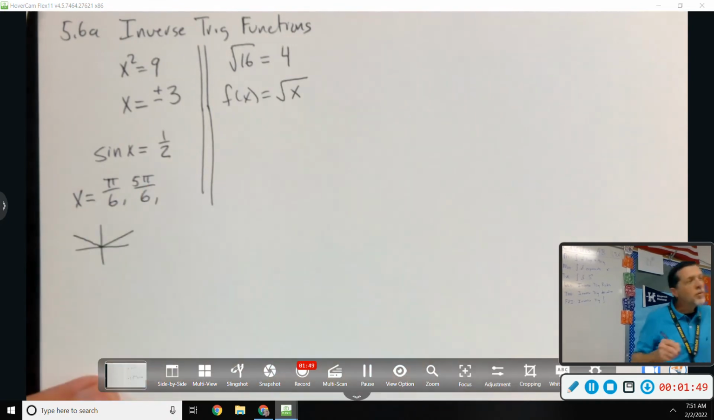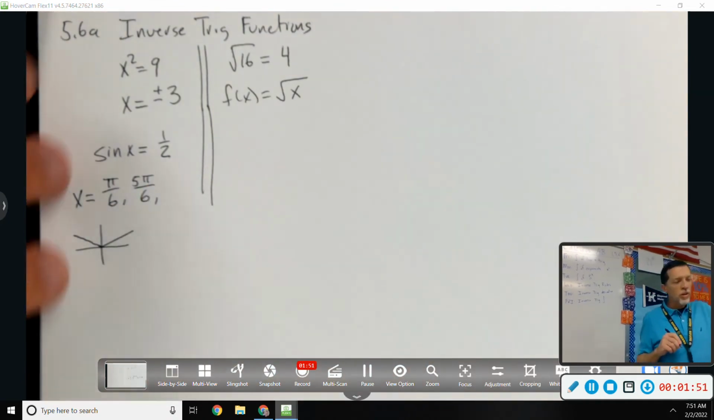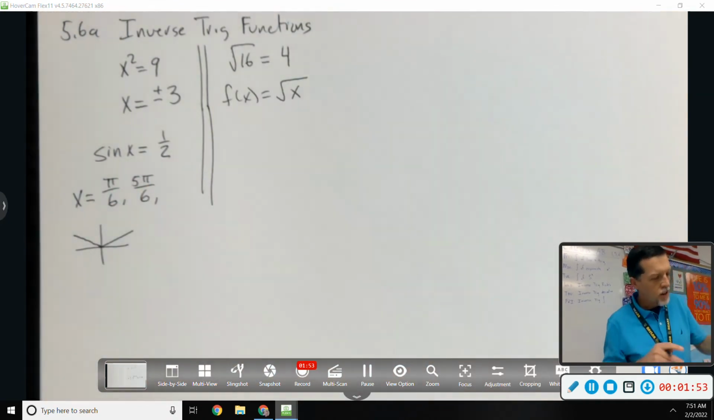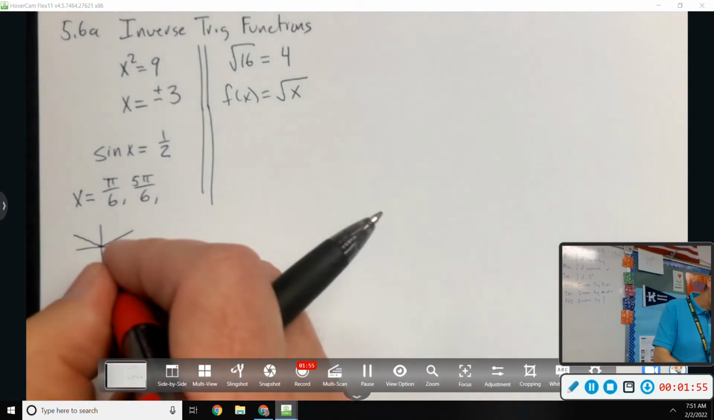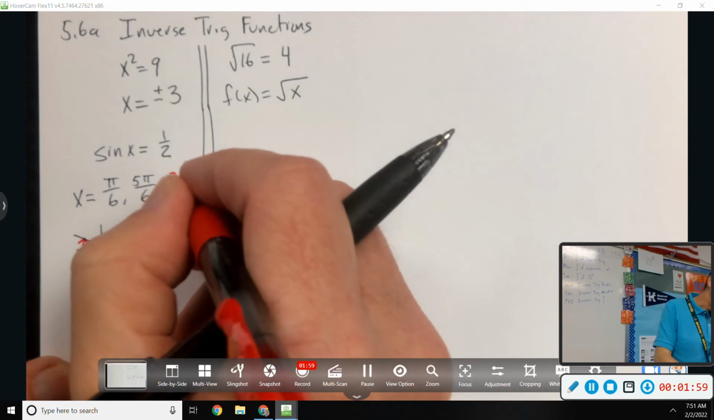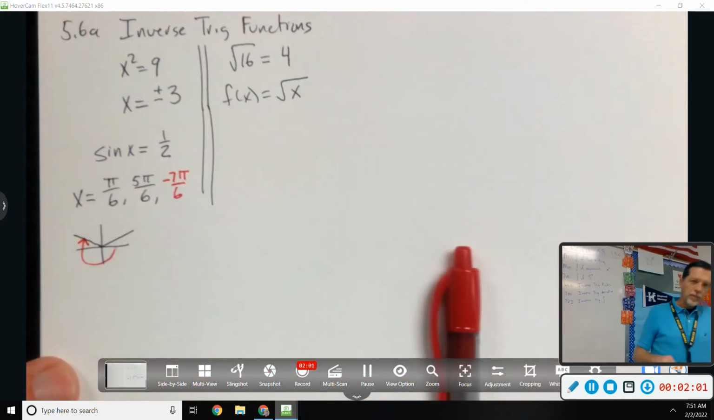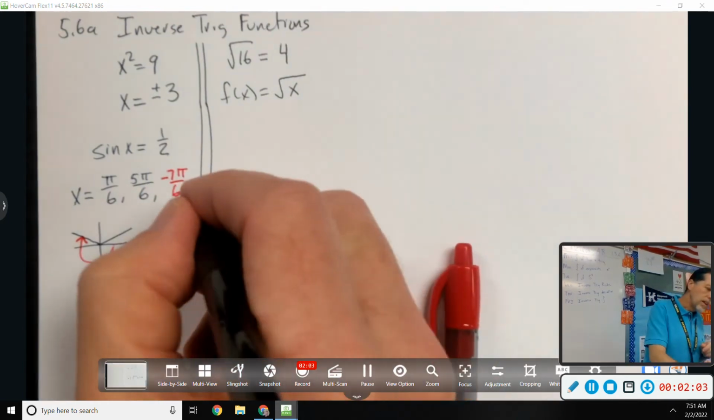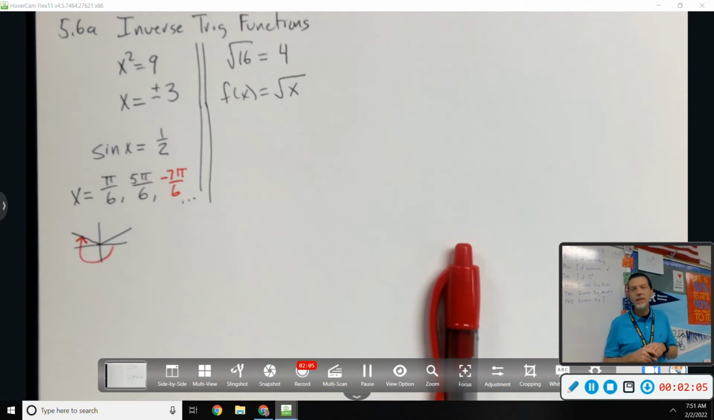And really, it's more than that. Those are the only two places on the unit circle. But if we wanted to get creative, we could go backwards and do negative 7 pi over 6. There's an infinite number of correct answers.